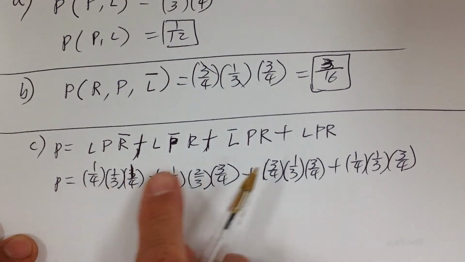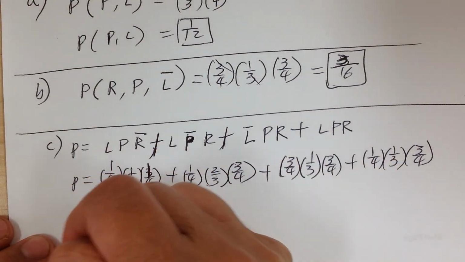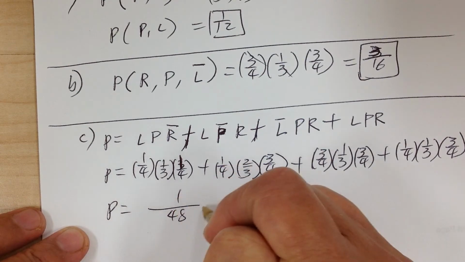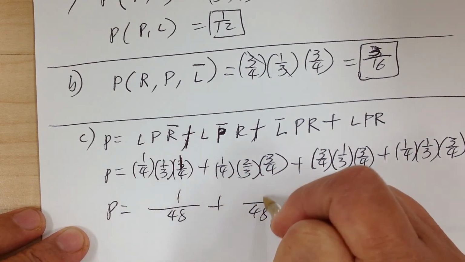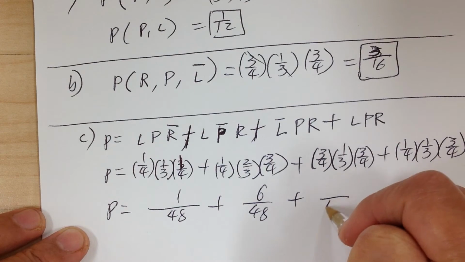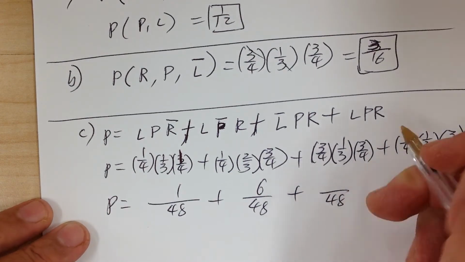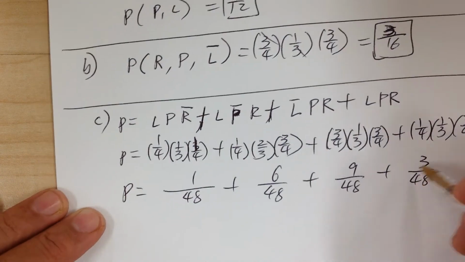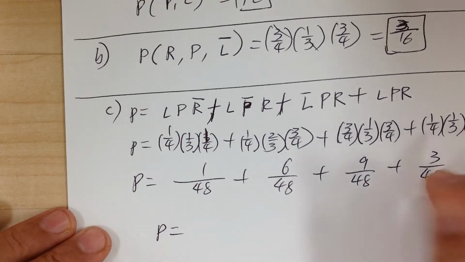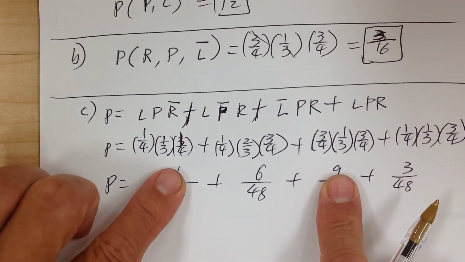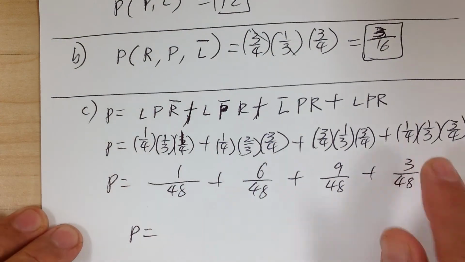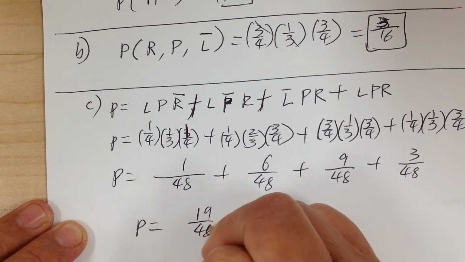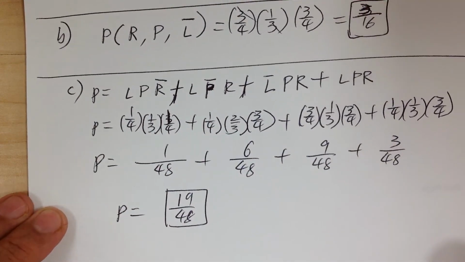Now you don't want to do any cancellation because that would mess up the common denominator. So just leave it alone. You're going to get 1/48, and this would be 6/48, and this would be 9, and this would be 3. So when you add, this will give you 10, this will give you 9, so it would be 19/48.